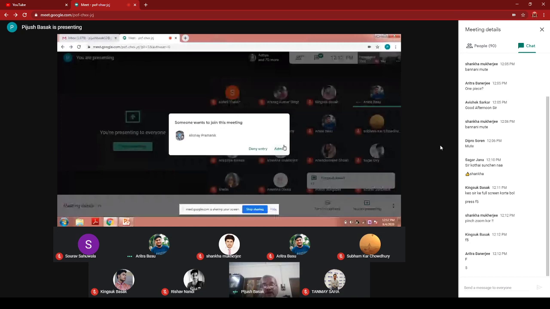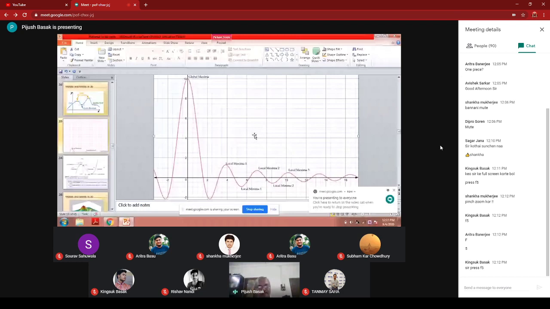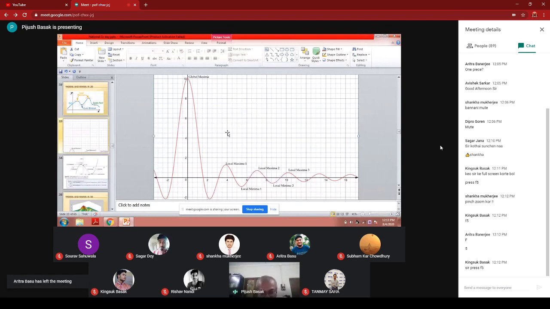See? Maximum point, maximum point, maximum, maximum, all are maximum points. These are minimum, minimum. Here is the minimum, this is the minimum. But the minimum of the minima is called the global minimum. And the maximum of the maxima is called the global maximum. That's what I want to say. So a curve will have a number of maximum points and a number of minimum points. But the maximum of the maximum points is called the global maximum, and the minimum of the minimum points is the global minimum.